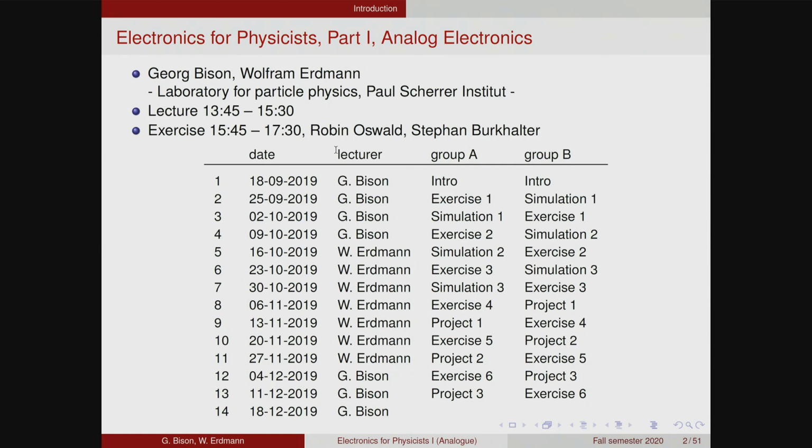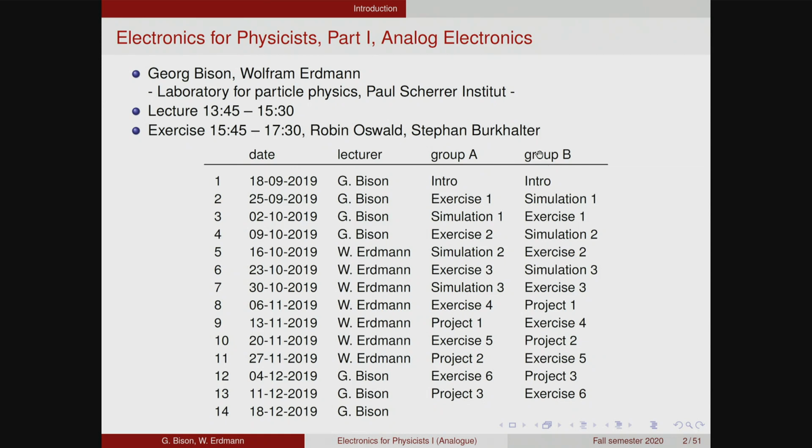So doing integrated circuits is his daily business. And I work on an experiment that does very accurate measurements. And so high precision electronics is my daily business. And that's why we are here and share the responsibility for this lecture.